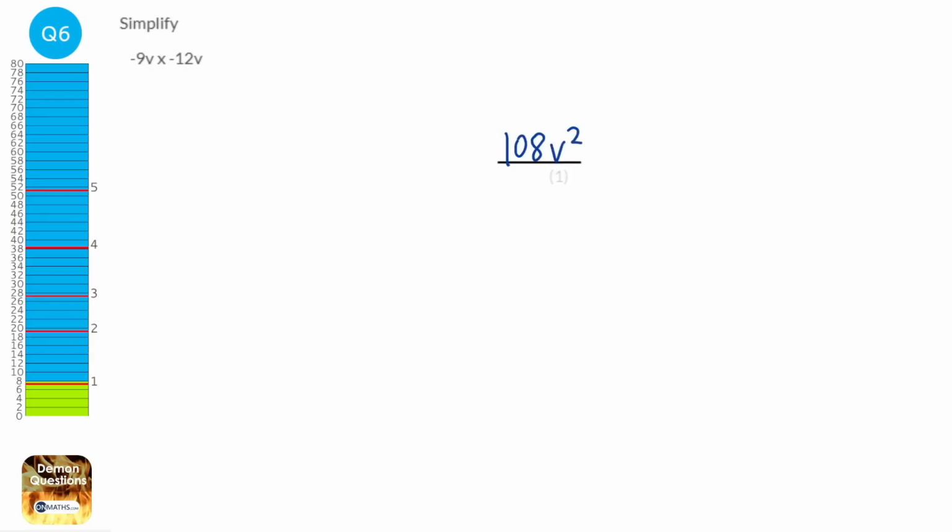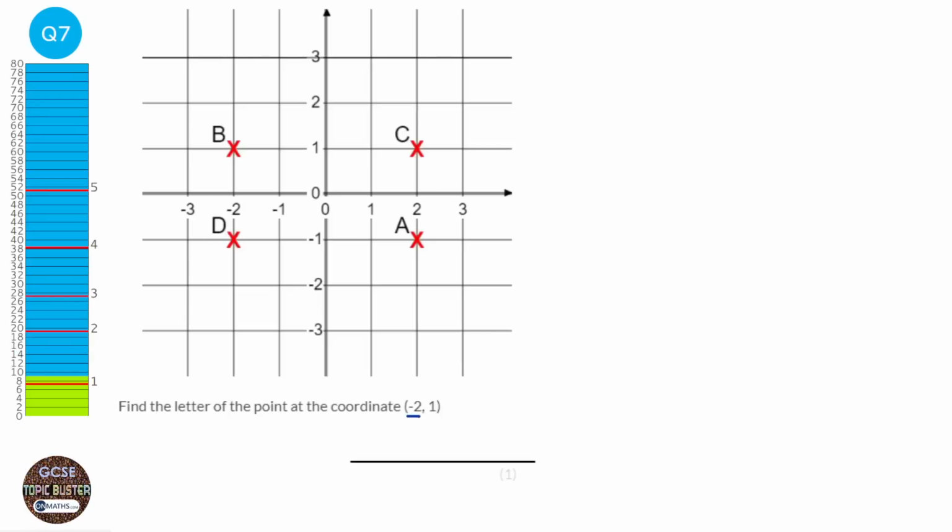This coordinate is telling us to go 2 to the left from the centre. We go right when it's positive, we go left when it's negative, so it's 2 to the left. And then it's telling us to go 1 up. It's up because it's positive. So we need to go 1 up. And we get to the coordinate of B. So the coordinate we get to is B. And so we just look at the -2 on the x-axis and the 1 on the y-axis, and that is where point B is.